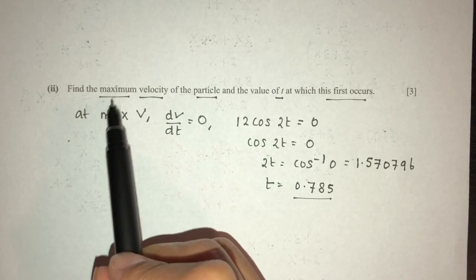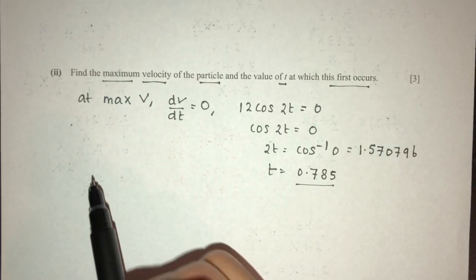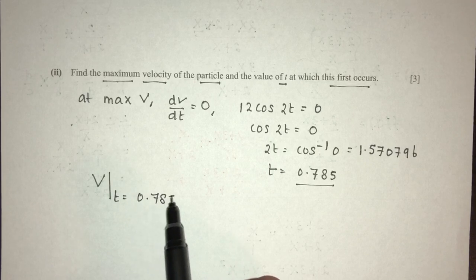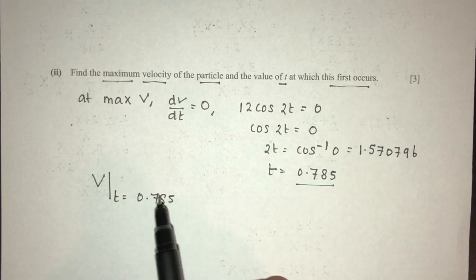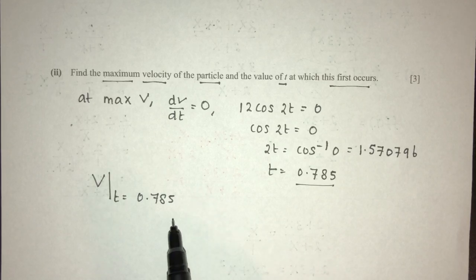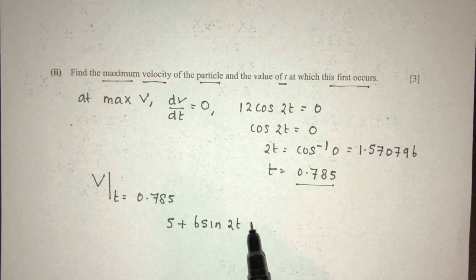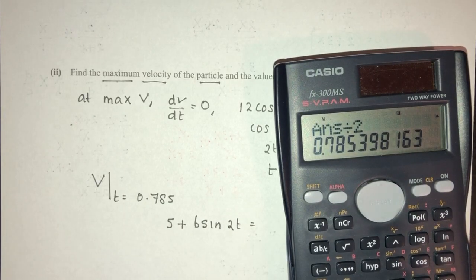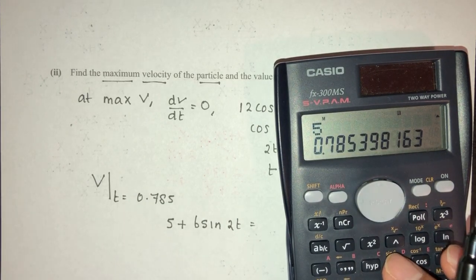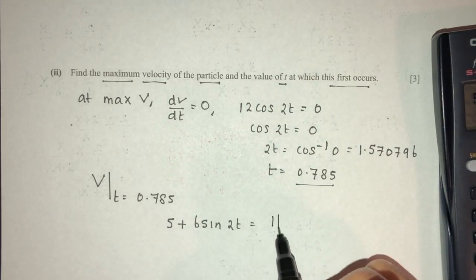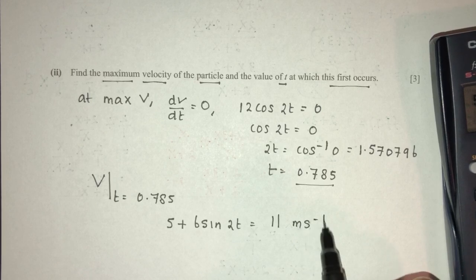Okay. Now find the maximum velocity. So find v when t is equal to 0.785. So replace back in your equation. You have 5 plus 6 sine of 2t. That will give you what? So we have to use 5 plus 6 sine of 2t is your answer. That will be 11. That should be 11 meters per second.